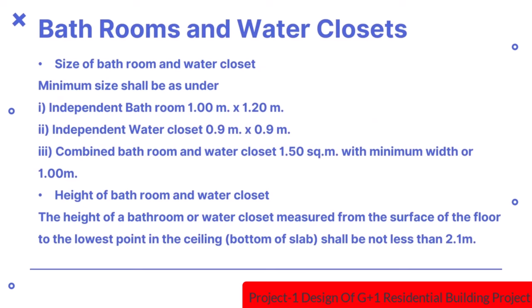The size of bathroom and water closet. For independent bathroom, the minimum size should be 1 by 1.2 meter. For independent water closet, the minimum size should be 0.9 by 0.9 meter. For combined bathroom and water closet, 1.5 meter square with minimum width or width as 1 meter. The height of a bathroom or water closet measured from the surface of the floor to the lowest point in the ceiling shall not be less than 2.1 meter.